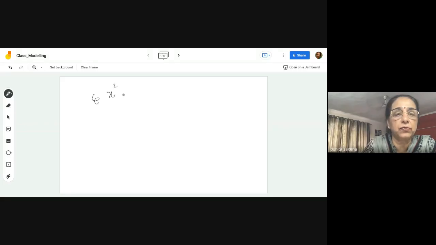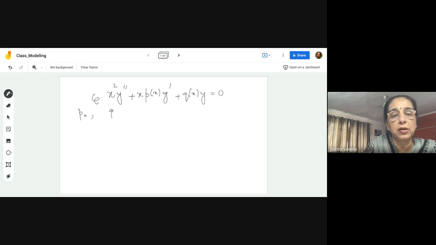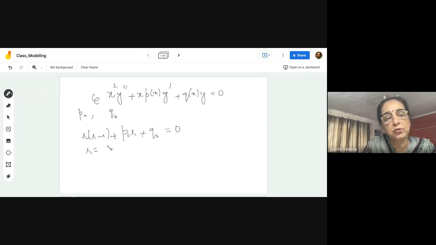The general equation is of the form x squared y double dash plus x p(x) y dash plus q(x) y equal to 0. Then we can find p naught and q naught, and we have seen that we can talk of the indicial equation of the form r(r minus 1) plus p naught r plus q naught equal to 0, and this gives us two roots, r equal to r1 and r2.